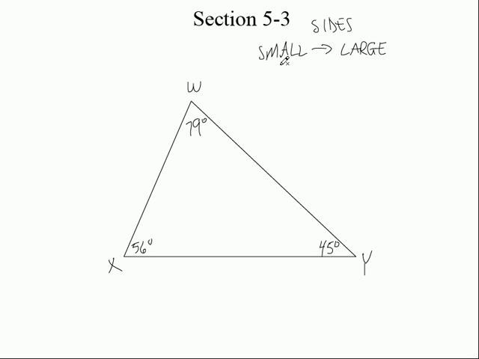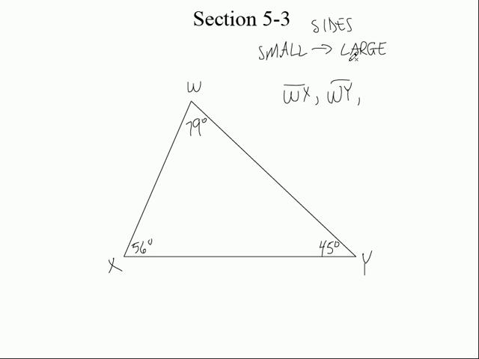Now, we want to go from the smallest side to the largest side. So you look for the smallest angle. Smallest angle is 45. What side is opposite 45 degrees? WX. So WX is going to be the smallest side. This is how you list it. Just list them with commas in between, okay? First one has to be the smallest. Then what's the next one? Well, we've already done 45. 56 is the medium one, right? The one in the middle. So what side is opposite 56? WY. So you put WY.